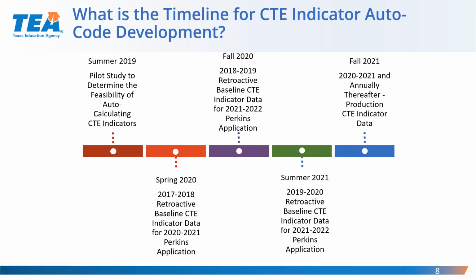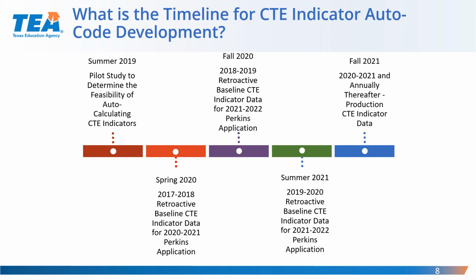The team evaluated existing PEIMS data elements and drafted some business rules and outcome expectations. TEA researchers developed code, applied the business rules, and generated outcome data. The team reviewed the pilot study findings and concluded with high confidence that there were enough existing certified PEIMS data elements in combination with new logic to create the new CTE indicator values moving forward.